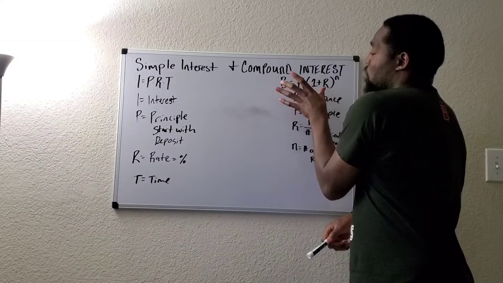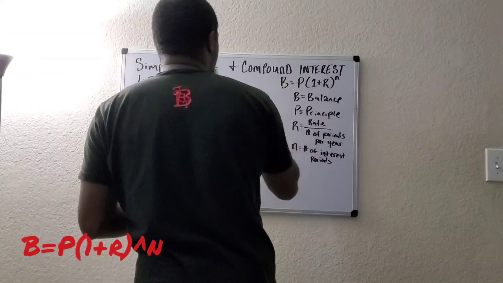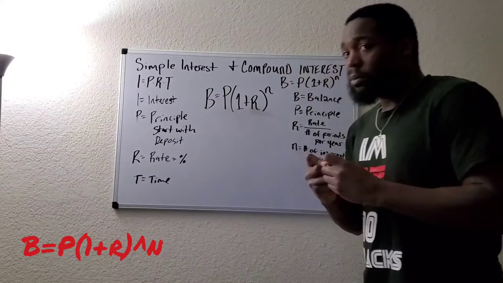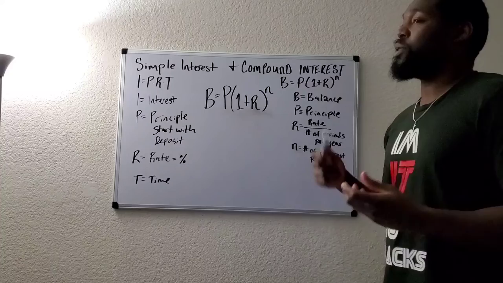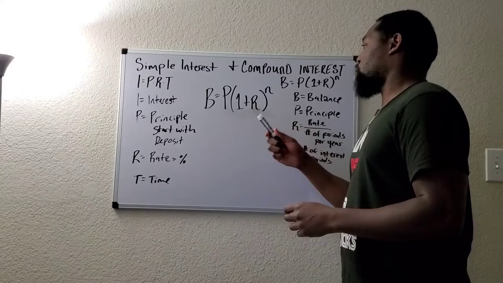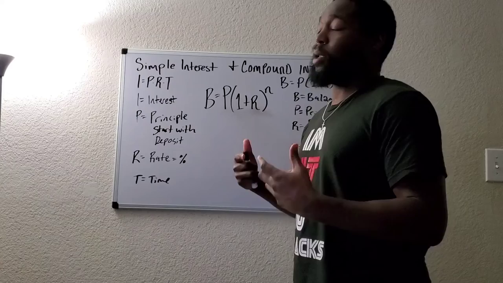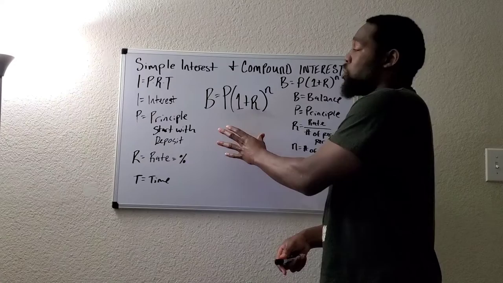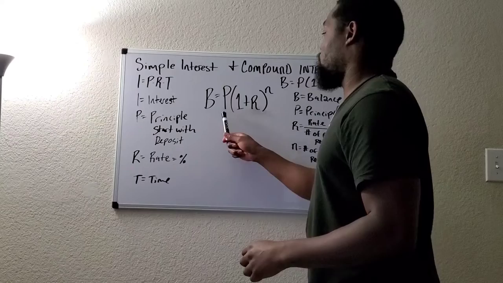Our compound interest formula, in case you can't see it here, I'm going to write it big here. Okay, so we have B equals P, open parentheses, 1 plus R, close parentheses, to the n power. So what does each one of those things mean? We'll just take that really quickly. So when we did simple interest, to find out how much we had at the end, we did P plus I gives us B, which was our principal plus our interest giving us our balance. Now with this compound interest, we're automatically solving for our balance here. So we have P, again, being our principal, B being our balance, of course.